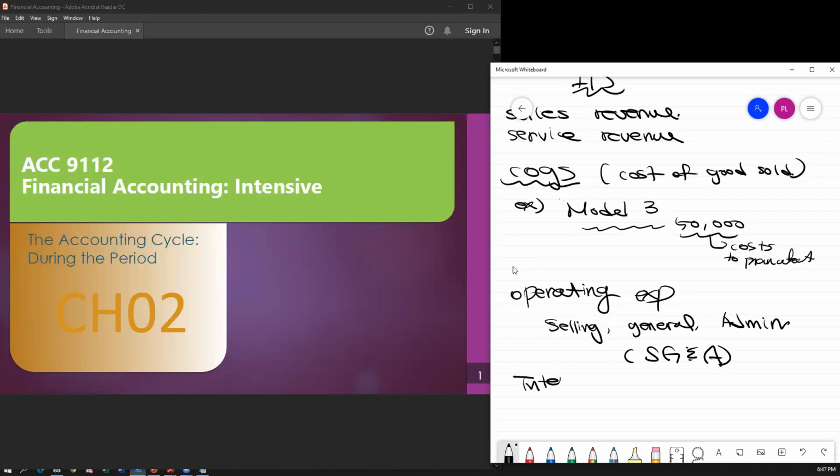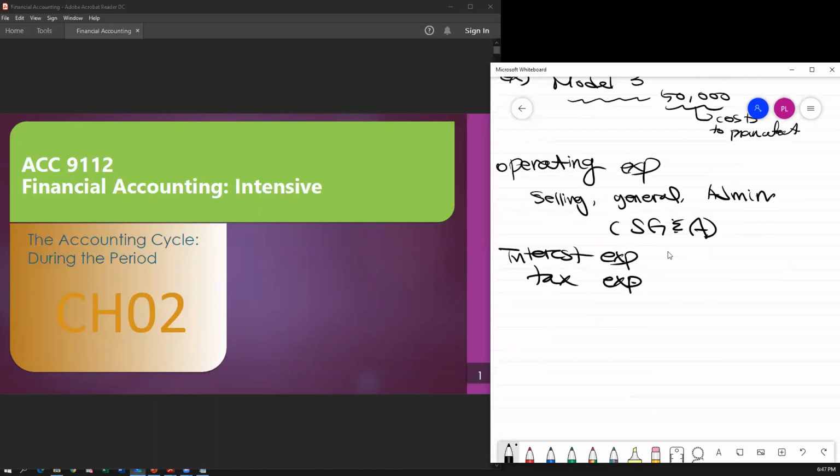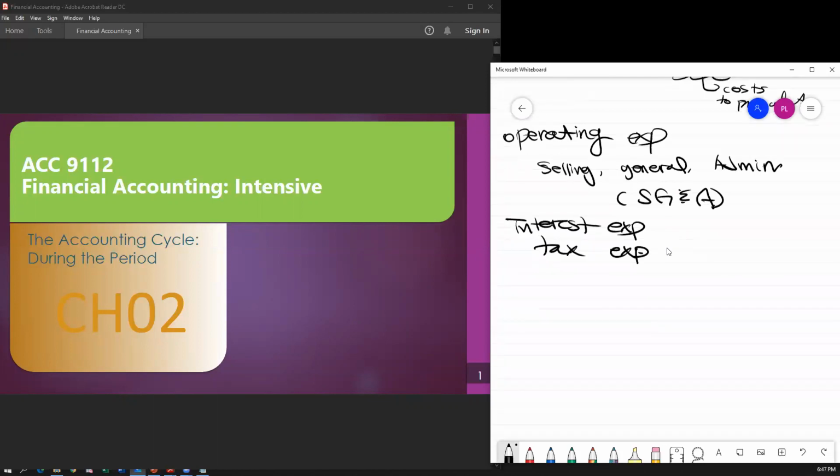There's interest expenses and tax expenses, but it's very easy. If you're paying interest, you report it under interest expenses. If you're paying tax, you record tax expenses.